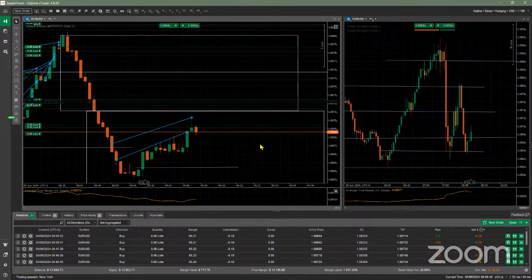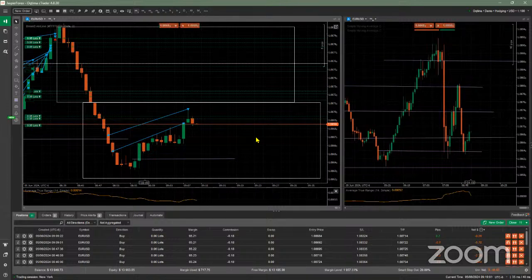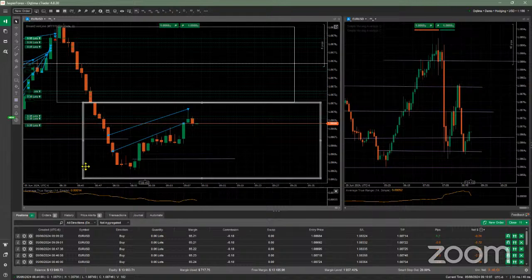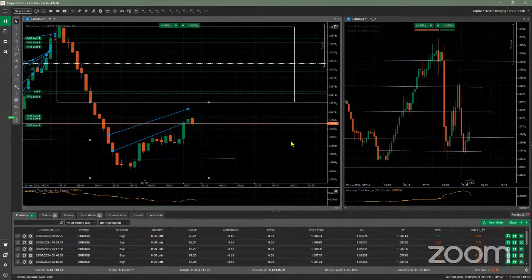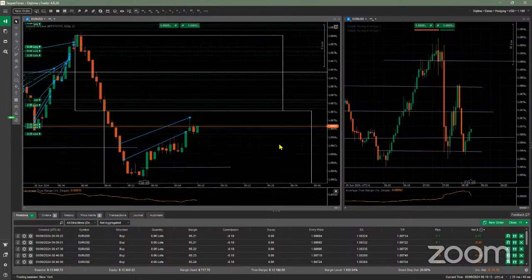Let's see what we can get out of this. Bank of Canada's Macklem's news conference has ended. Phew, now we can breathe easy. Just kidding. The CAD does not have much of an impact on our euro.